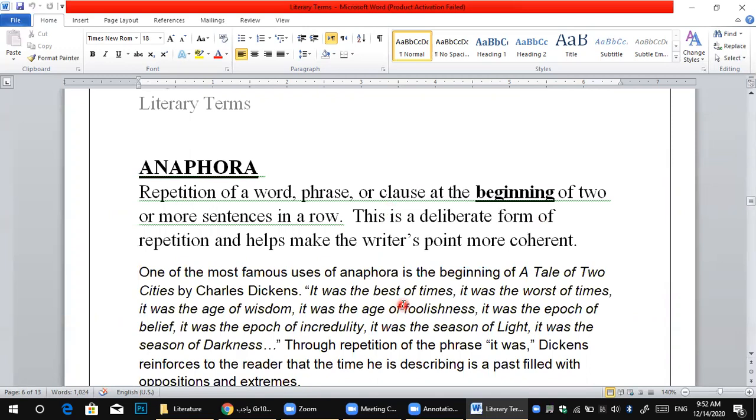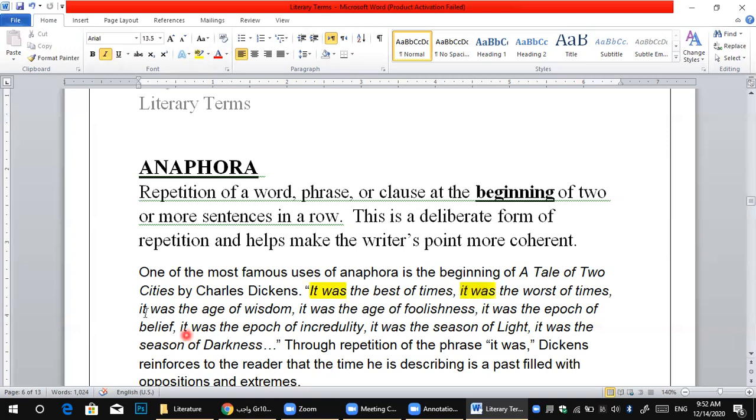For example, when the author says, "It was the best of times, it was the worst of times, it was the age of wisdom, it was the age of foolishness." Here he repeats "it was" again and again. Why does he repeat it? Because it's an anaphora. He tries to emphasize a meaning to deliver to the reader. So this is called anaphora.